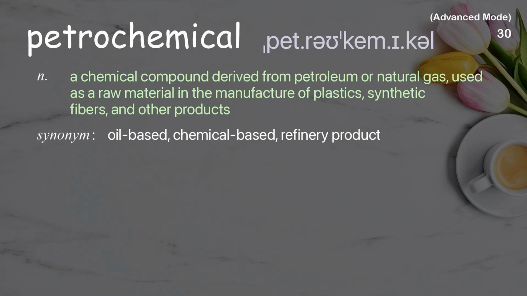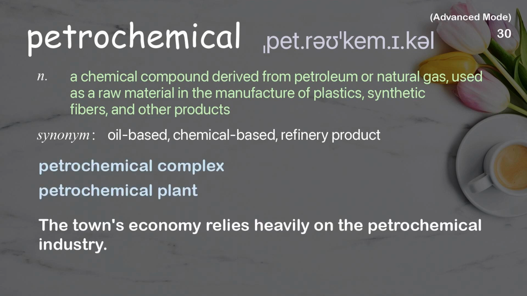Petrochemical. A chemical compound derived from petroleum or natural gas, used as a raw material in the manufacture of plastics, synthetic fibers, and other products. Examples: Petrochemical complex. Petrochemical plant. The town's economy relies heavily on the petrochemical industry.